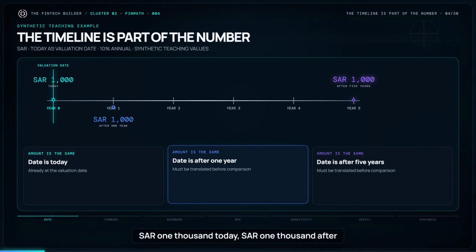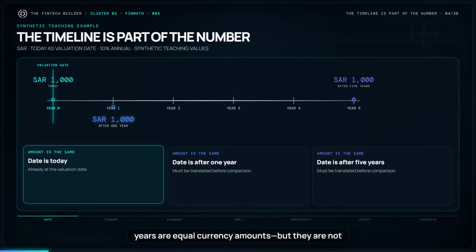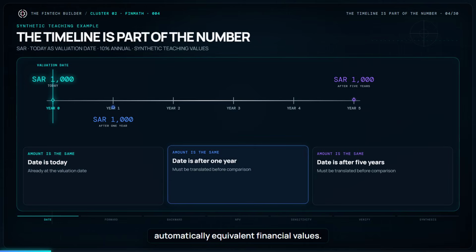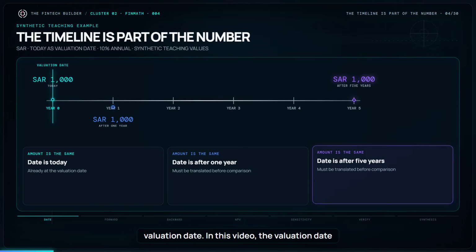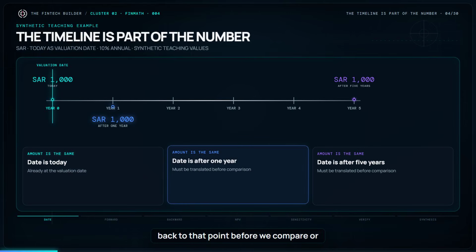SAR 1000 today, SAR 1000 after 1 year, and SAR 1000 after 5 years are equal currency amounts, but they are not automatically equivalent financial values. We therefore draw a timeline and choose a valuation date. In this video, the valuation date is today. Every future amount must be translated back to that point before we compare or add it.